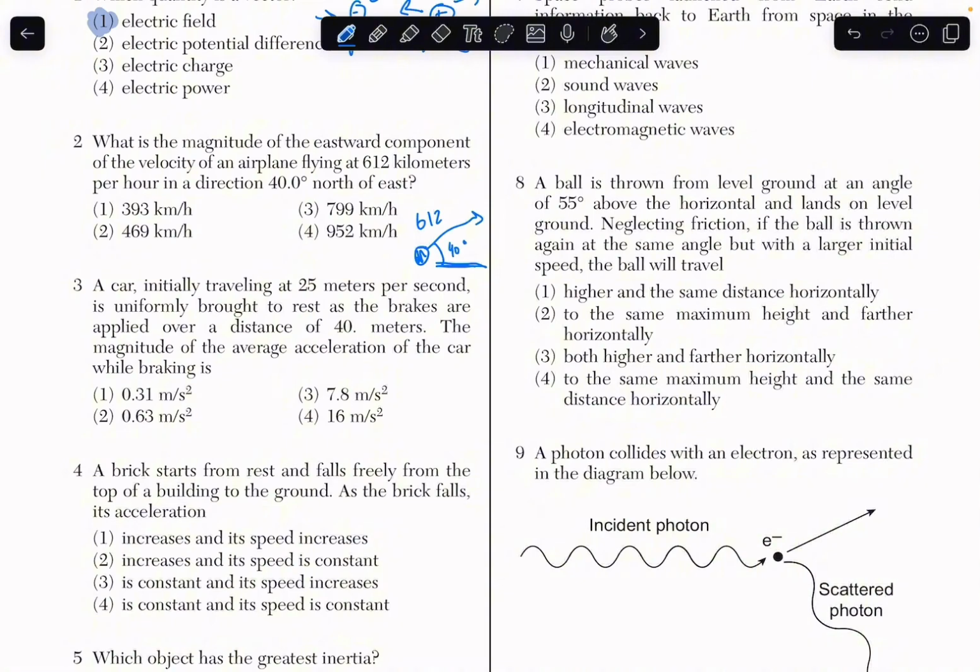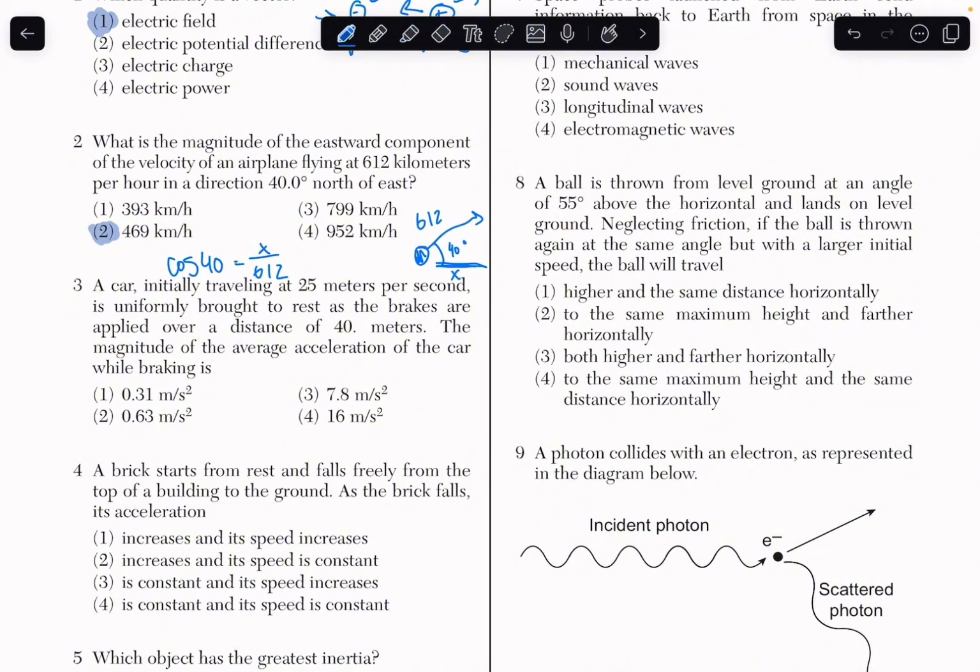So, in order to do this question, we need to find the east component. And to find the east component, we just use cosine, because adjacent over hypotenuse. So, cos 40 equals adjacent over hypotenuse, which is x over 612. And once we do this work, we're going to get an x, or an eastward magnitude, of 469 kilometers per hour.